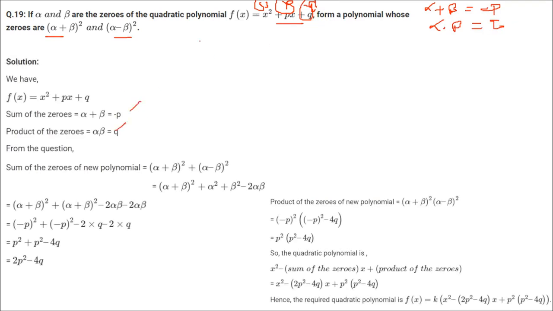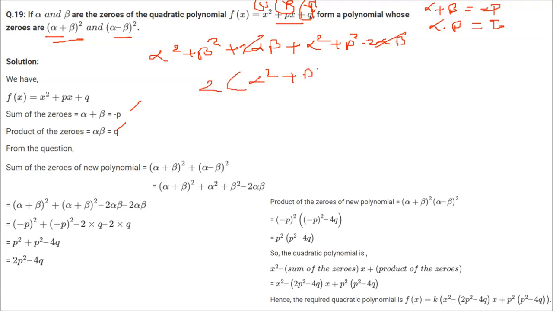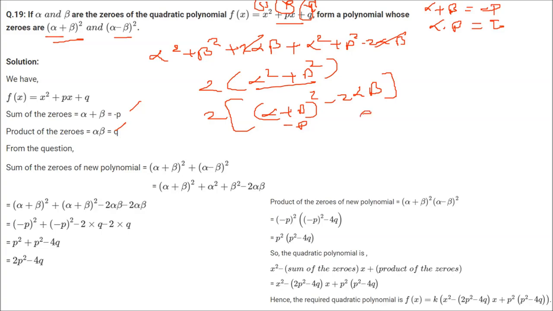Now let us sum them. So alpha plus beta whole square is alpha square plus beta square plus 2 alpha beta. And alpha minus beta whole square is alpha square plus beta square minus 2 alpha beta. This gets cancelled. Now this will be 2 alpha square plus 2 beta square. So 2 into alpha square plus beta square. You know how to write this one? Alpha plus beta whole square minus 2 alpha beta. Okay. Now alpha plus beta is minus p. Put a minus p here. Alpha into beta is q here. So when we put this value, you get 2p square minus 4q.